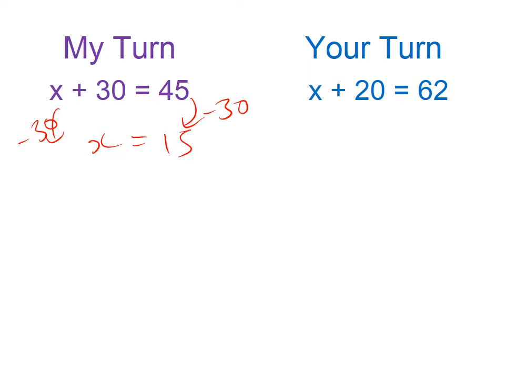Now have a go at X plus 20 equals 62 yourself. We need to do the opposite of adding 20, and that's subtracting 20. So we're going to subtract 20 from both sides, which simply gives us X equals 42.